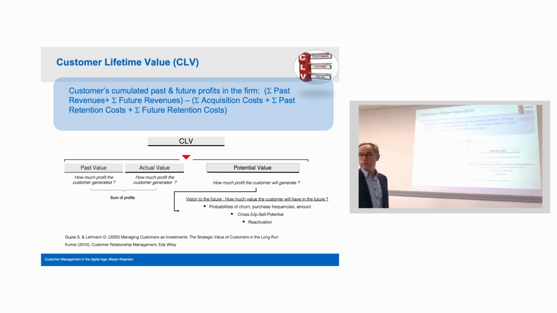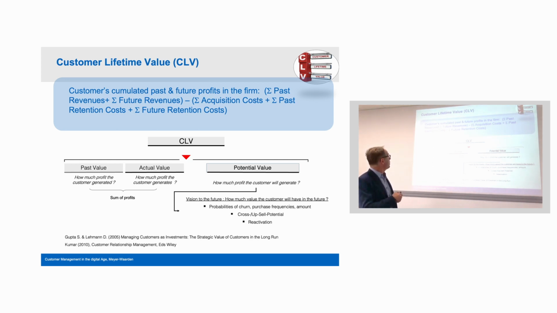That is why you need sophisticated statistical modeling or econometric models, kind of regression modeling, to calculate probabilities that the customer is still active or reactivated in order to see the probability of churn, what is the probability of purchase frequencies, what is the probability of evolution of the amount, and what is the cross-selling and upselling potential.